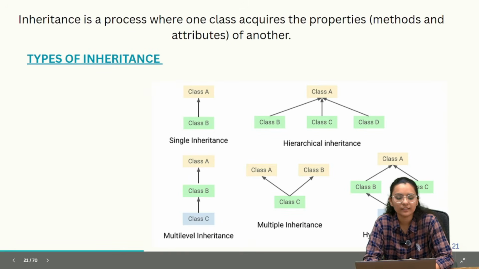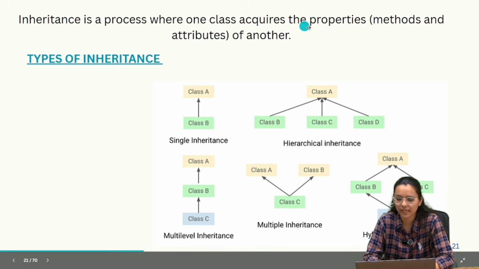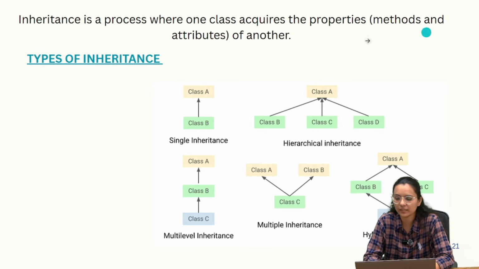So let's see here the first feature of OOPS, that is inheritance. Inheritance is a process where one class acquires the properties, that is methods and attributes, of another. So why use inheritance? Because it reuses the code, improves the organization and supports the hierarchy.